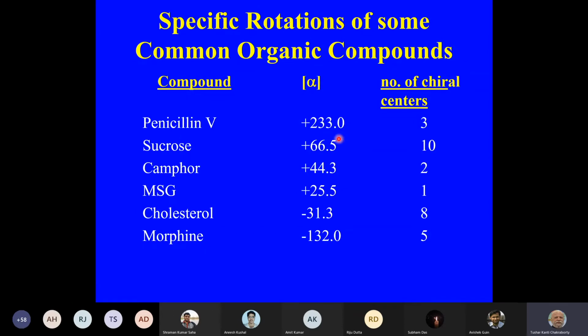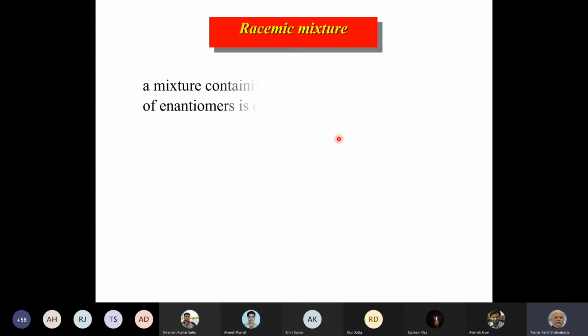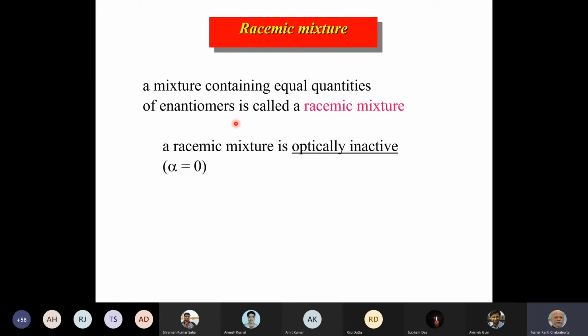We call it plus 233. Now a racemic mixture is a mixture containing equal amounts of enantiomers. That means if you have a chiral compound and both enantiomers are present in the same amount, 50-50, we call it a racemic mixture. This racemic mixture will be optically inactive because one component will show a specific rotation of, say, +10 and the other will show -10, and statistically it will get balanced, and overall you'll see alpha equal to 0.